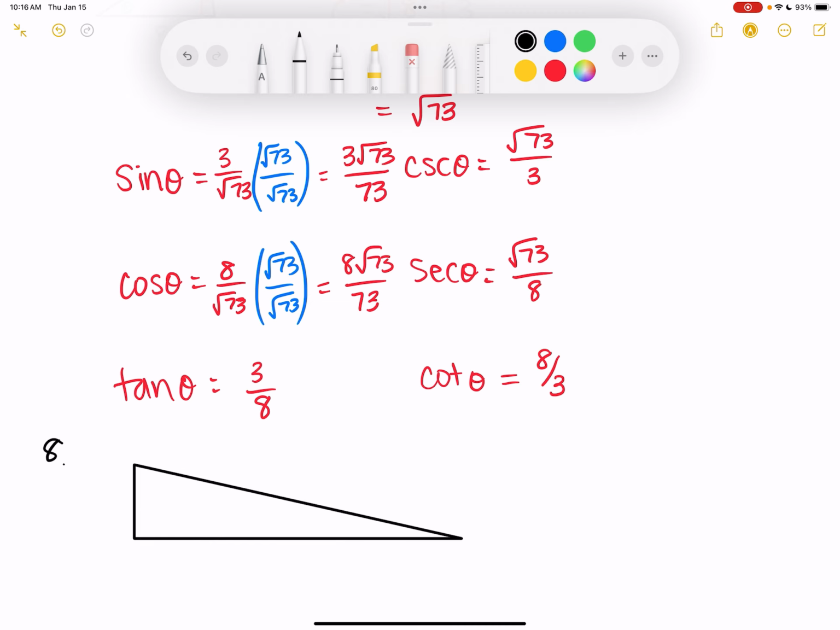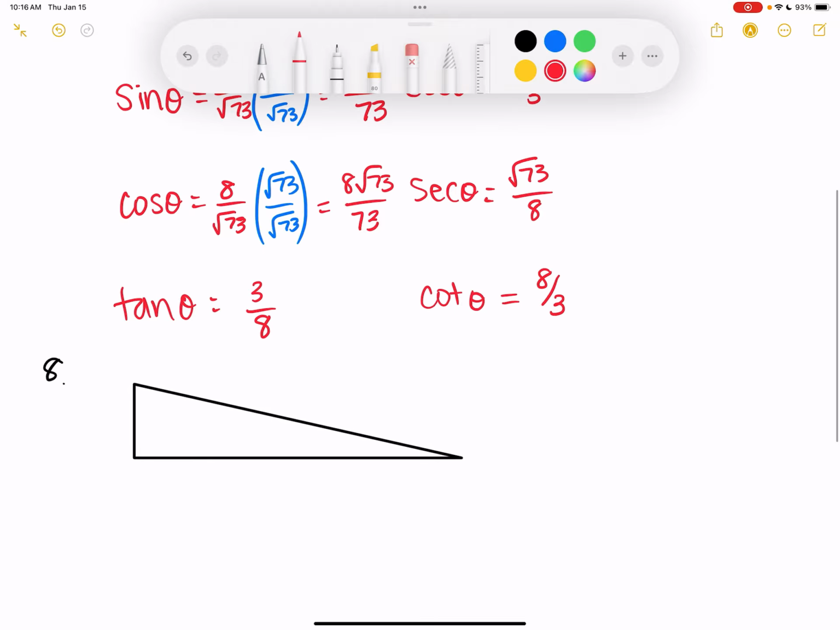That's a big triangle. Wow. Big triangle. Oh, great.